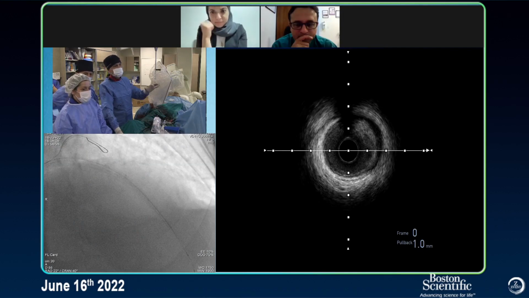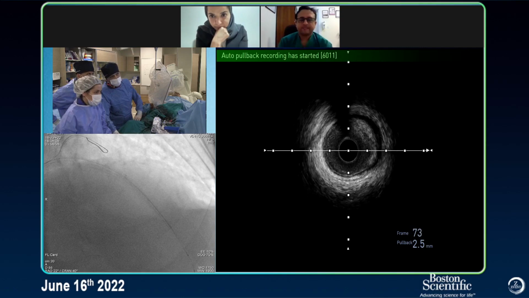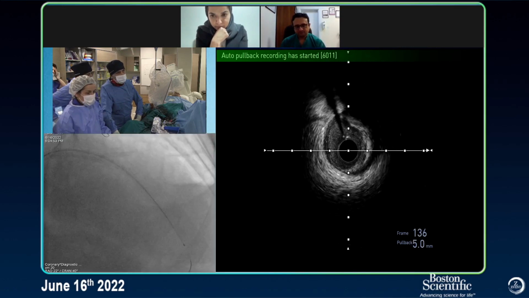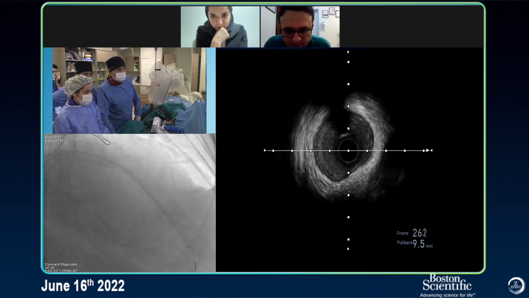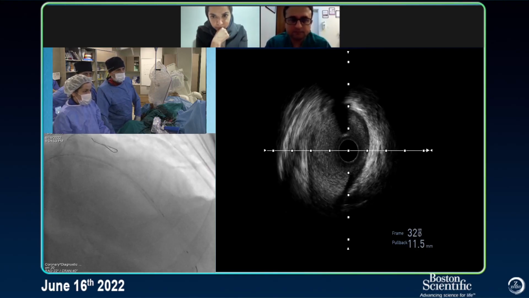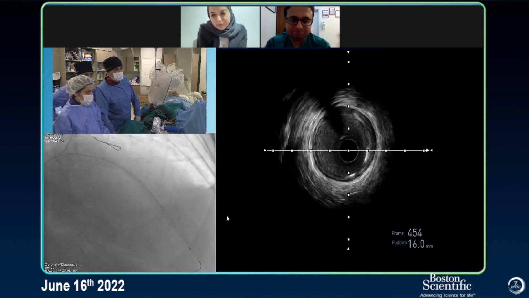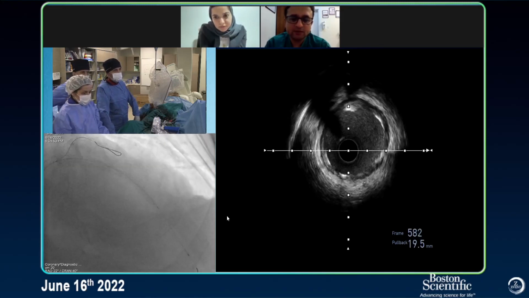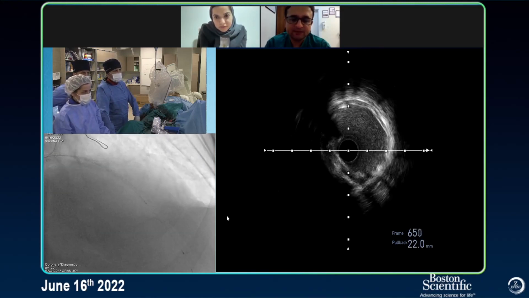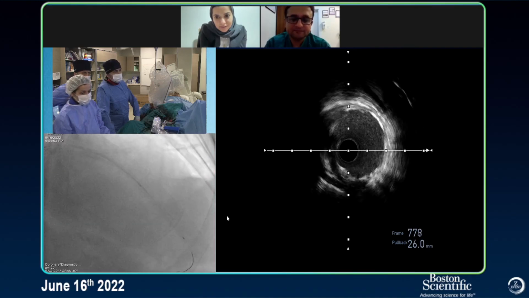Yes, okay, you see the IVUS. Okay, yeah. Pull back please. Perfect. Recording, yes. Okay, we pull 1 millimeter. This is a big septal vessel. Big vessel, and stent is very nice opposed. Very nice. I think 3.5 a good choice for post dilatation. I agree.